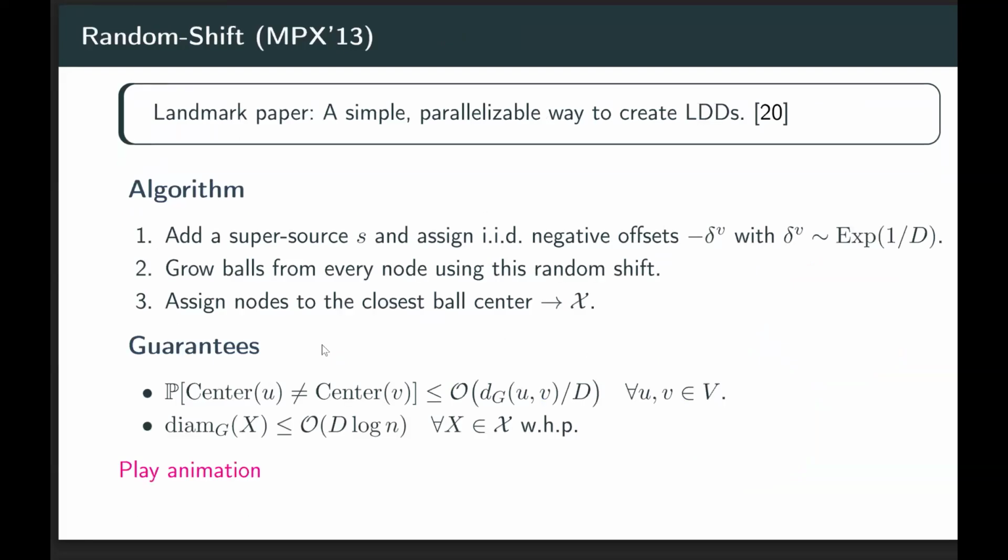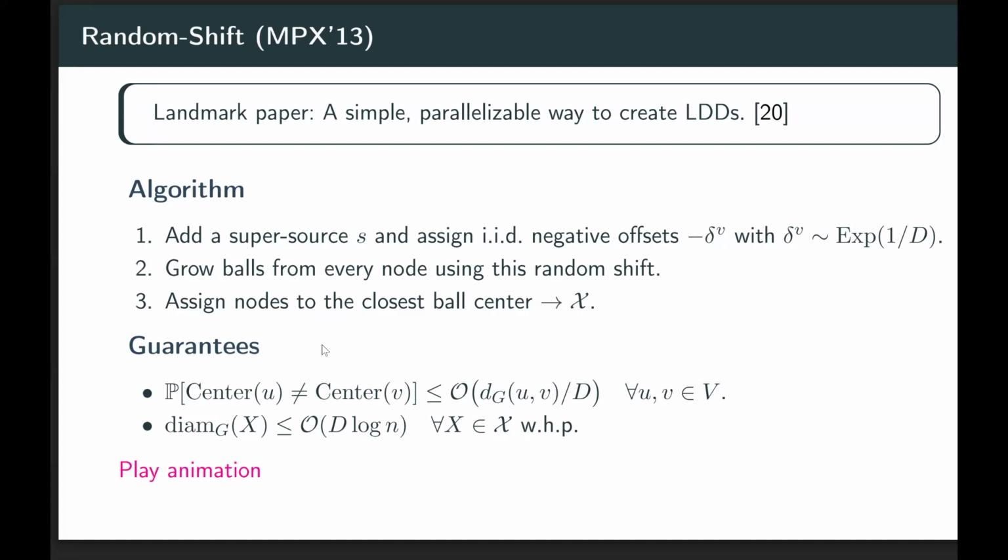First up, we have the random shift paper from 2013. What we do here is we have a graph. We add a supersource S, and we connect it to all vertices with special weights from an exponential distribution. And actually, we make them negative as well. Then we start growing balls from S going to all the vertices. The different balls start at some negative offset, and then these balls are captured. Those become the final balls of the ball carving algorithm.